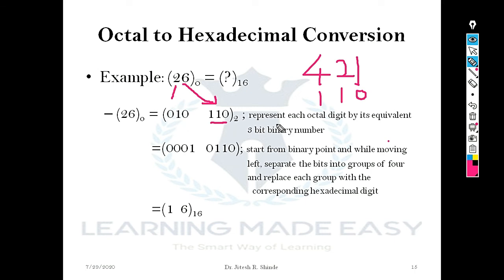Thus here we had followed the first step given in the previous slide: represent each octal digit by its equivalent 3-bit binary number. Now we want to convert this binary number into a hexadecimal number. So what's the process? Form a group of 4, starting from the binary point while moving left. This is an example of an integer, so we need to move towards the left direction and form groups of 4.